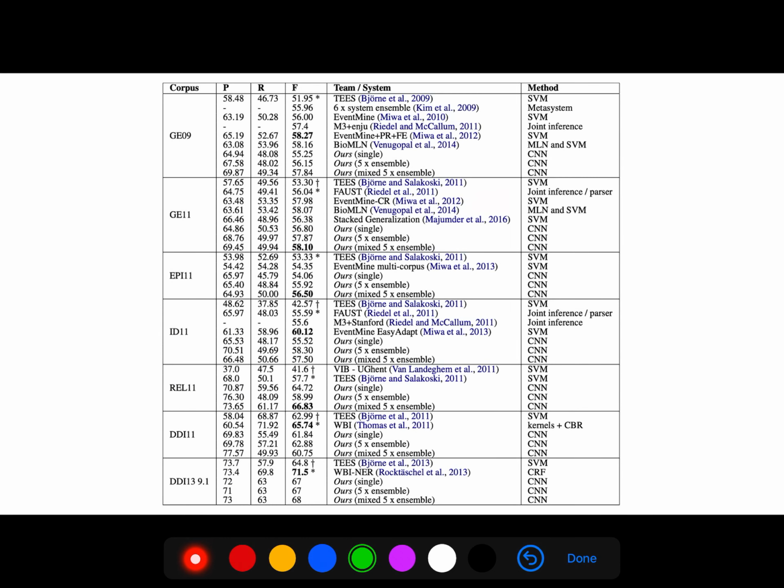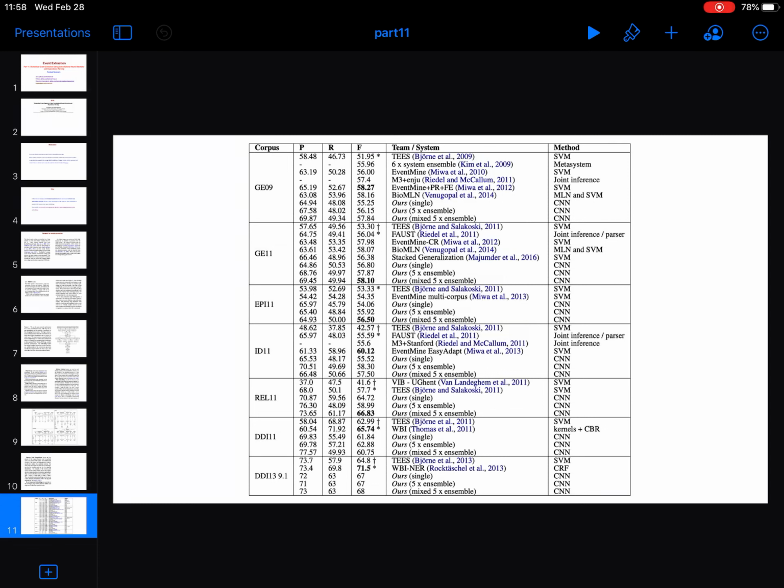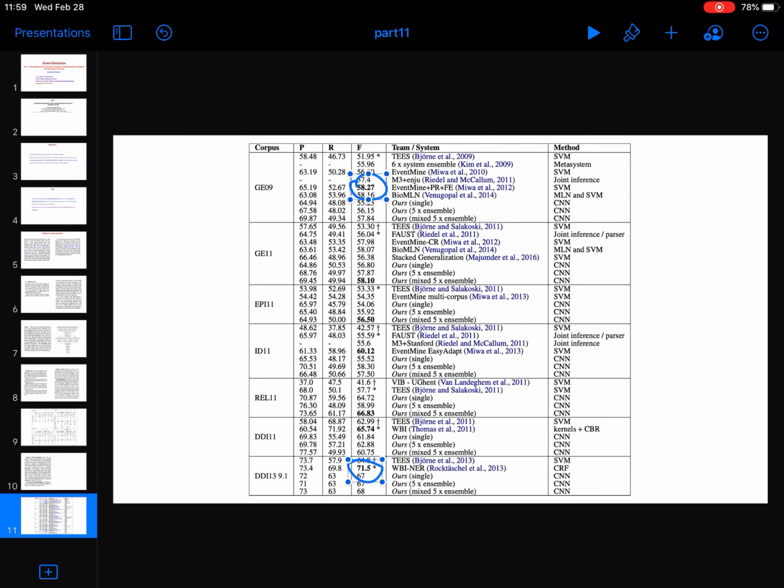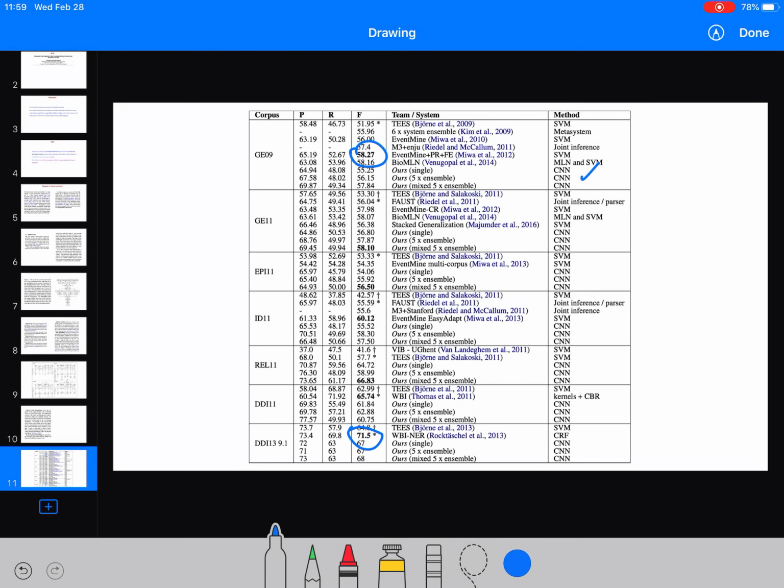And these are the corpora. We use Genia 09, Genia 2011, and others. You see the F1 score is relatively still low, at 71 here, and in Genia it is 58. And you see that they have used CNN, convolutional neural networks. They compare with precision, recall, and F1 score.